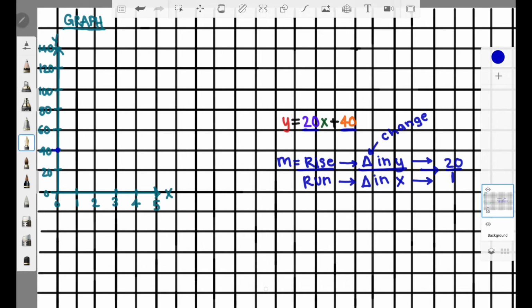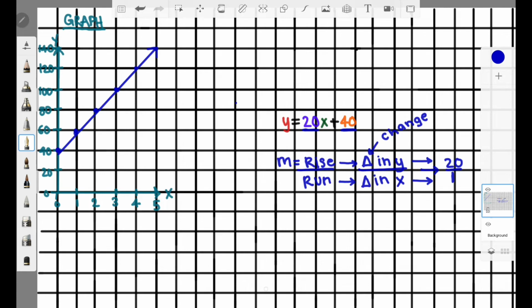Now we know that we need to go 20 up from this point, plus 20, and we need to go 1 to the right, plus 1. And we know that is our next point. So let's continue this pattern. 20 up, 1 to the right, 20 up, 1 to the right, 20 up, 1 to the right, and 20 up, 1 to the right. Now we have all of our points and we can graph it and make it a line.